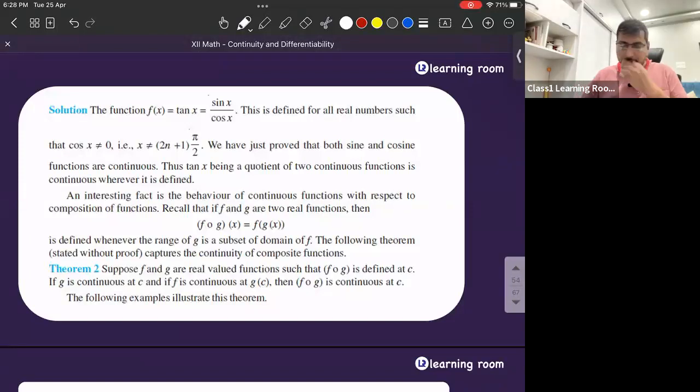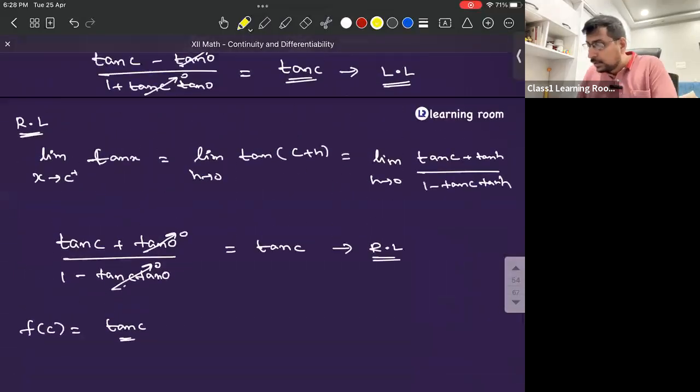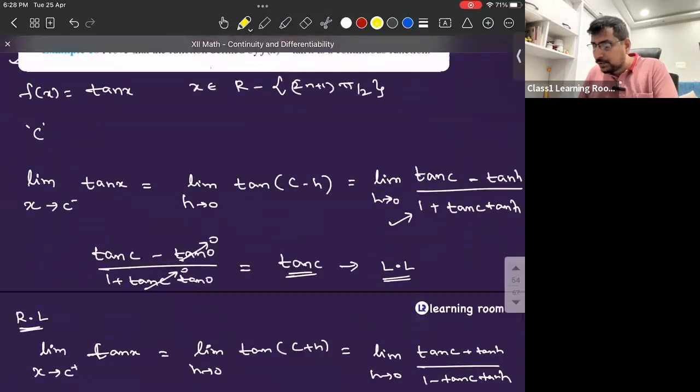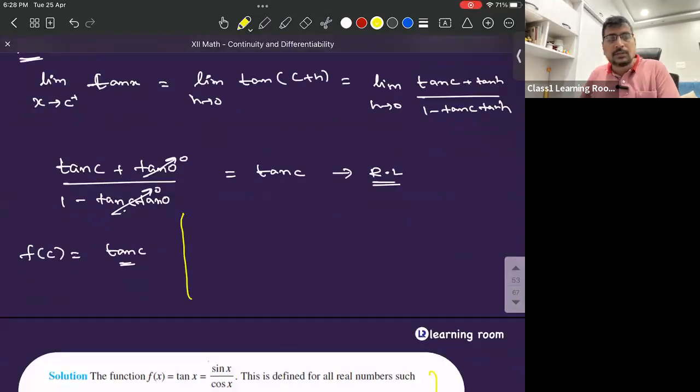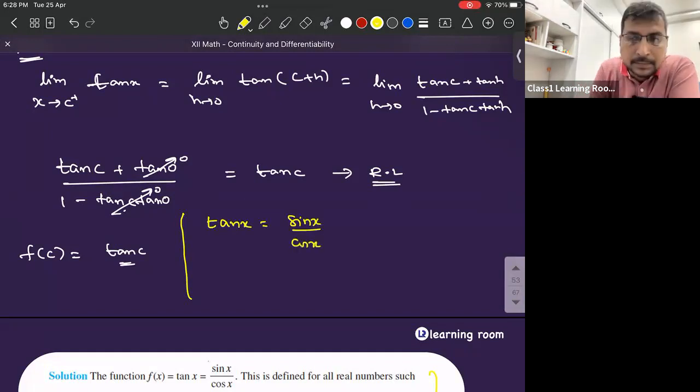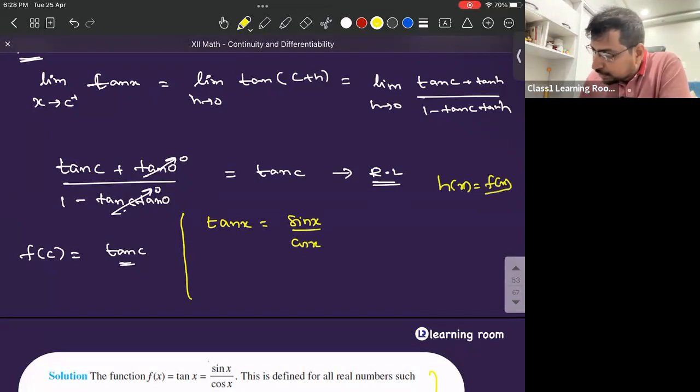Okay. Now listen. This is one way of doing it, and another way of solving the problem is using the properties that we discussed, the algebra of functions. Tan x can be written as sin x divided by cos x. So when you have a function h of x equal to f of x divided by g of x, where g of x is not equal to 0, here g of x is cos x.